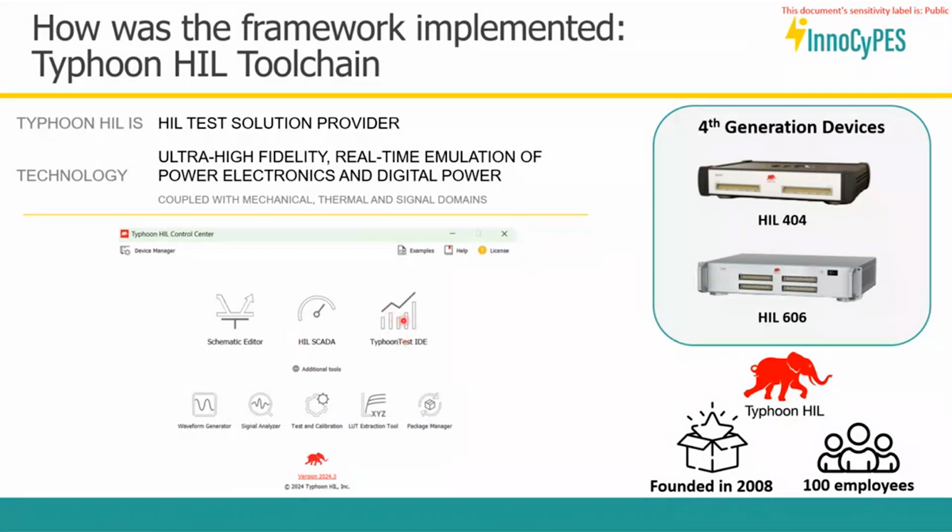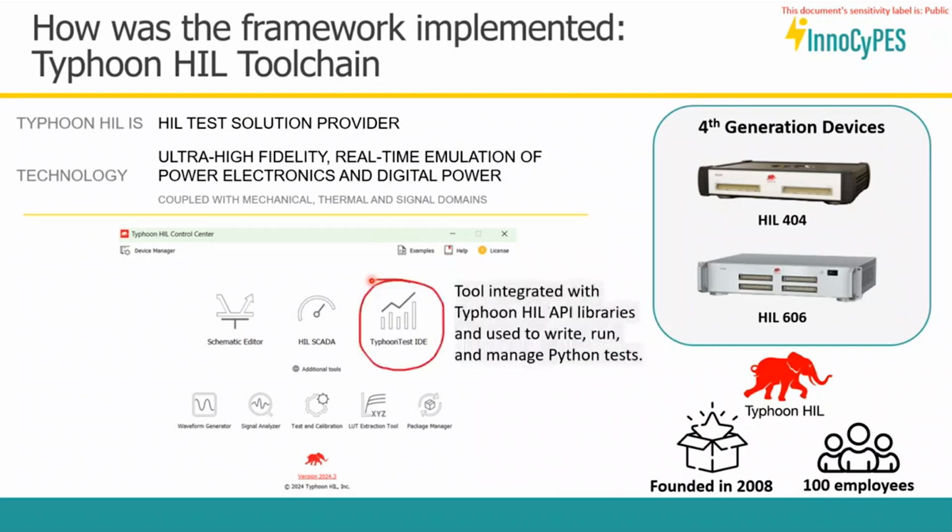And here you have this Typhoon Test IDE. And there are some other additional tools that can be helpful too. I'm not going to go into details of all of them, just show briefly what I'm talking about. In this framework, we used this integrated tool, the Typhoon Test IDE, integrated with the Typhoon HIL API library, and we use it to write, run, and manage Python tests. This is nice because it's a Python-based library, so you can use Python to also automate tests. So that's how we did it.